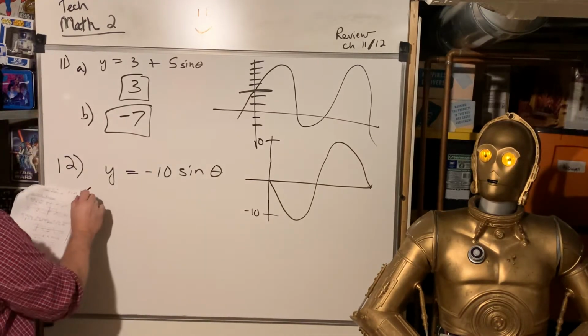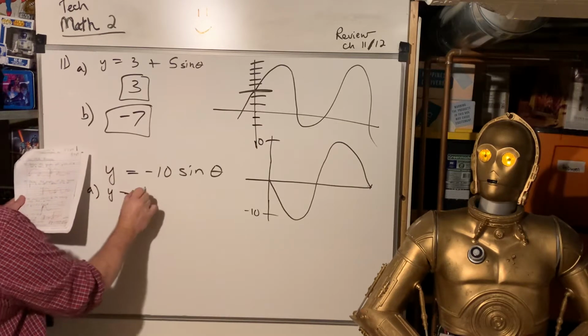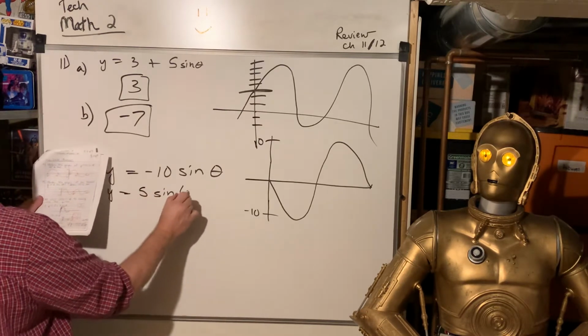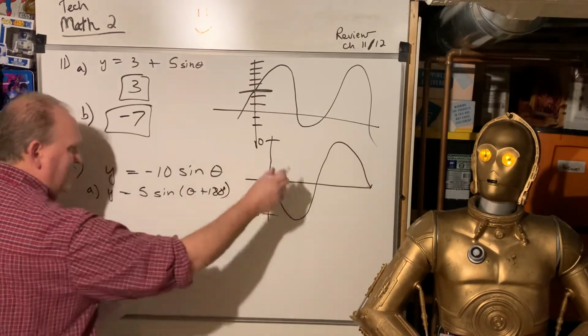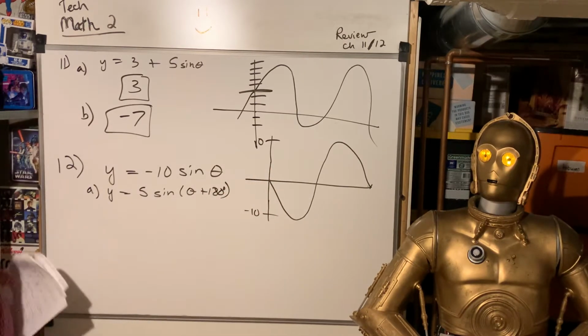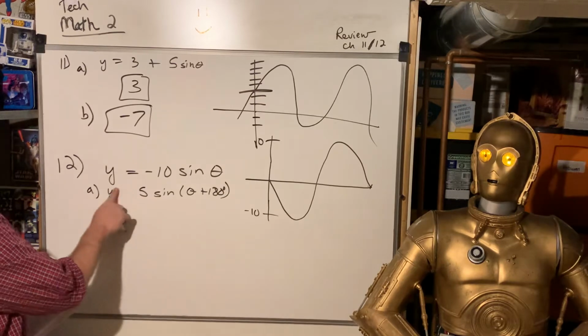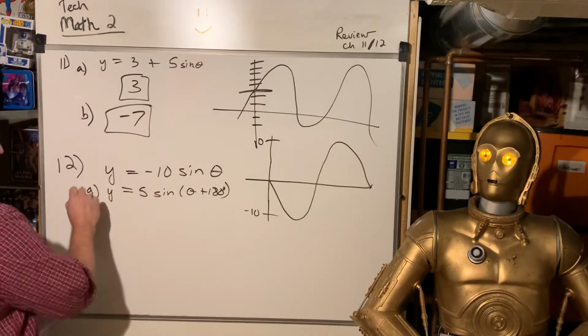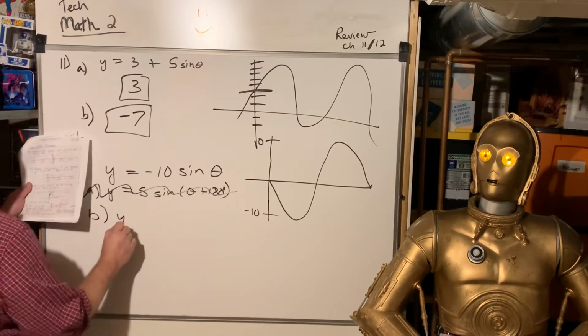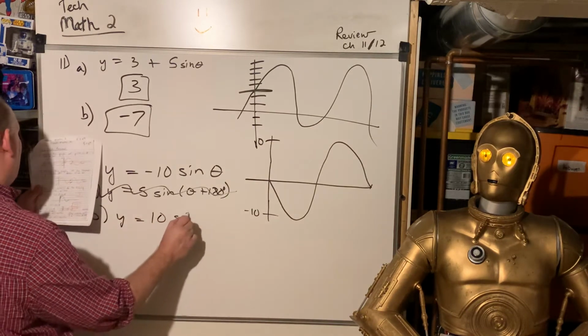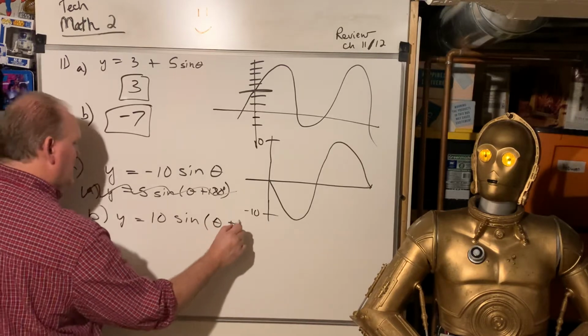A is y equals 5 sine theta plus 180. They just want to know which ones would exactly be the exact same sine wave. This is not, because it's got an amplitude of 5. That has an amplitude of 10. So A is kicked to the curb. B, y equals 10 sine of theta plus 180.